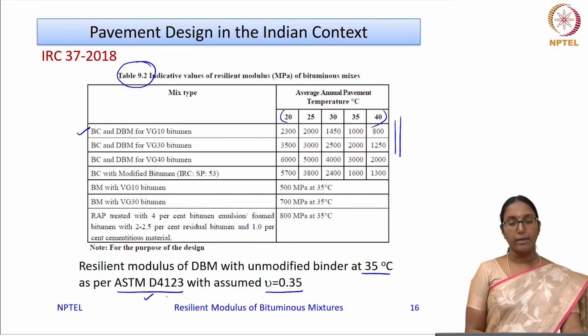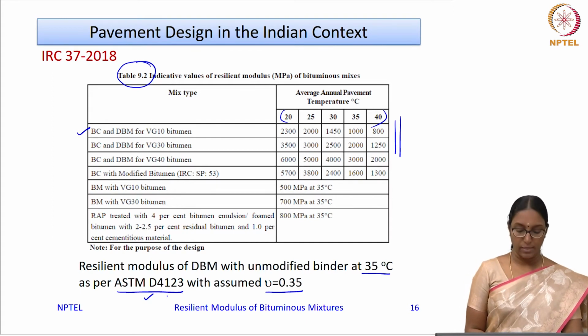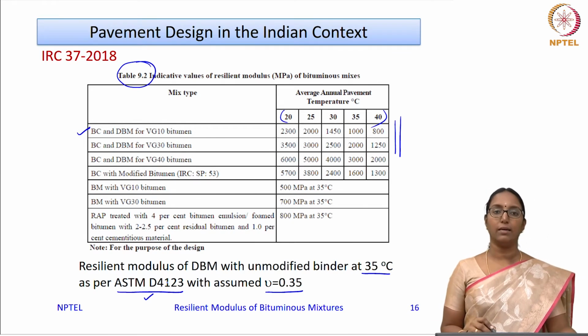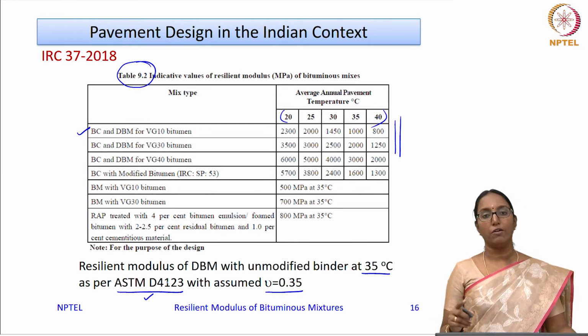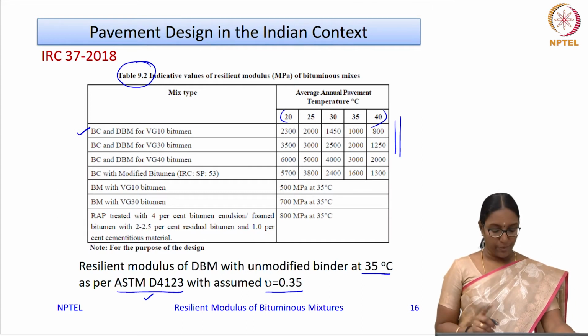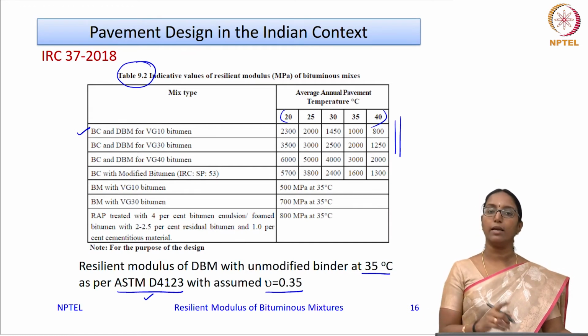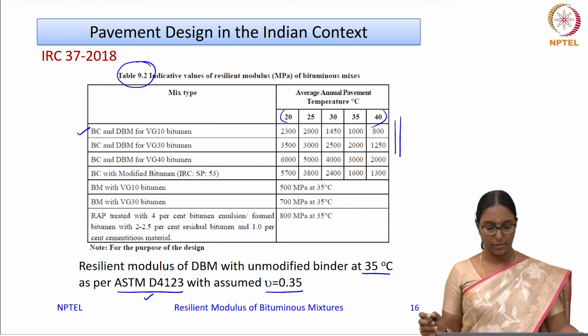So, we have an earlier version of the code, which is ASTM D4123, to be used as per this IRC method, and also a later version of the ASTM code for the determination of resilient modulus. In the coming session we will be discussing both these code practices.